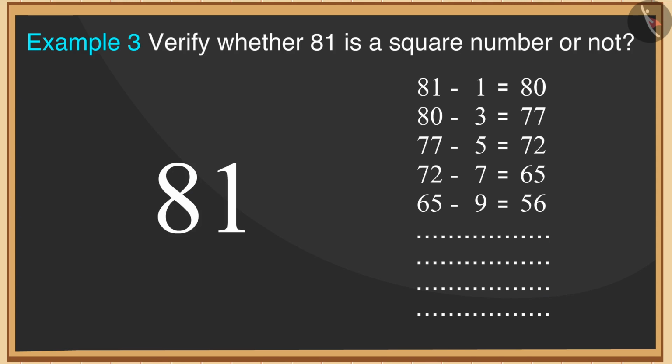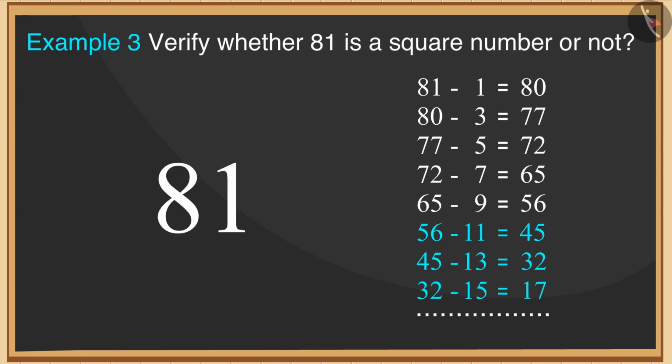Let's verify it together. Here we observe that by subtracting consecutive odd numbers, we finally get 0. Therefore, we can say that 81 is a square number.